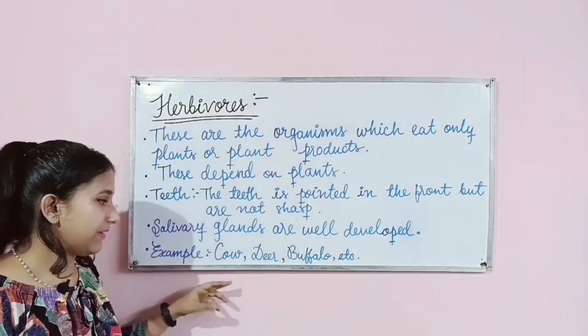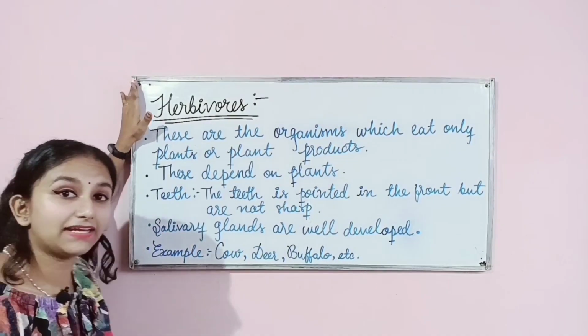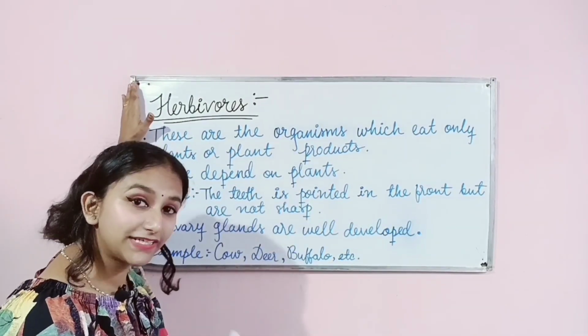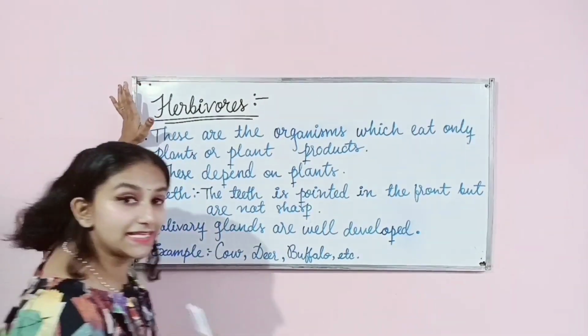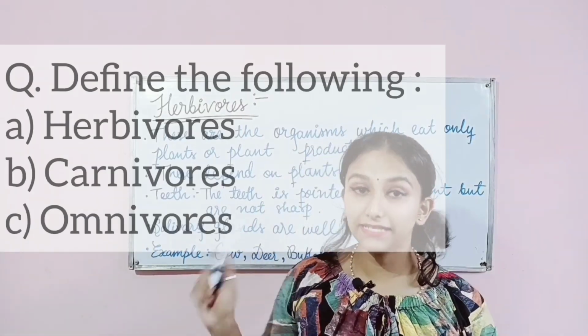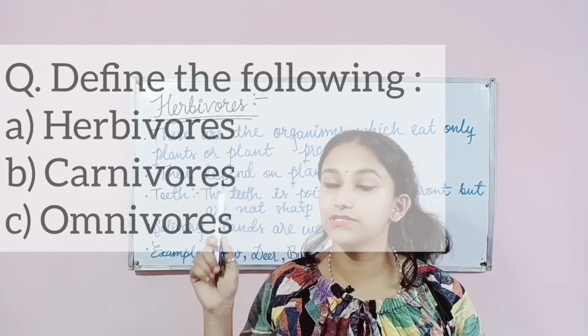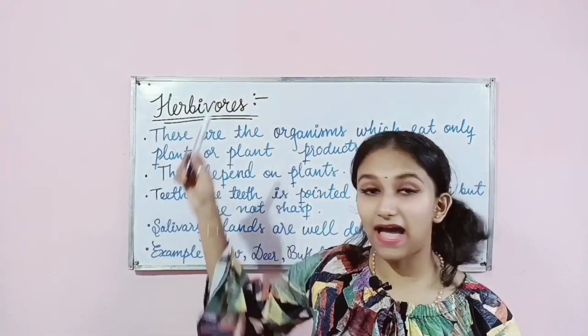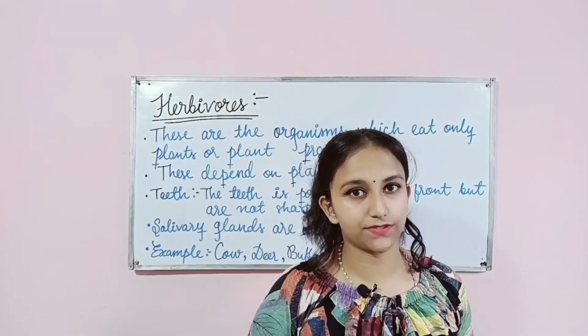At the end, you will mention the examples. These are the 5 main points that you have to take care of for herbivorous. These are really important, and in exams you get questions like define herbivorous, carnivorous or omnivorous. You should write these 5 points when it comes to herbivorous.